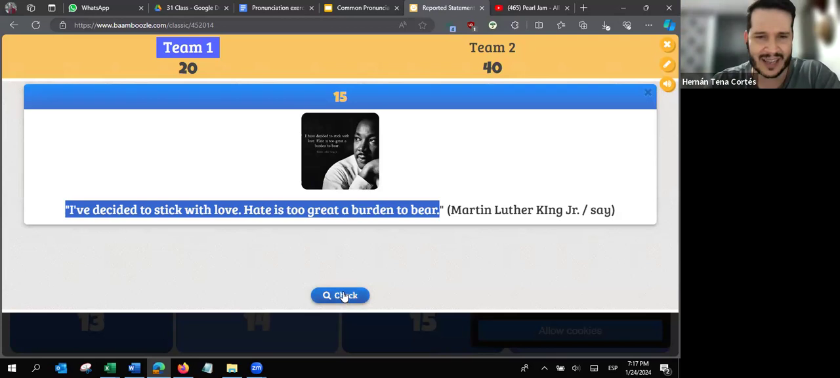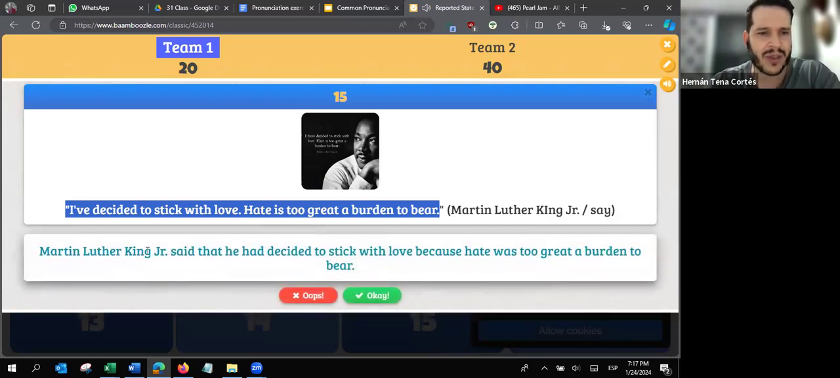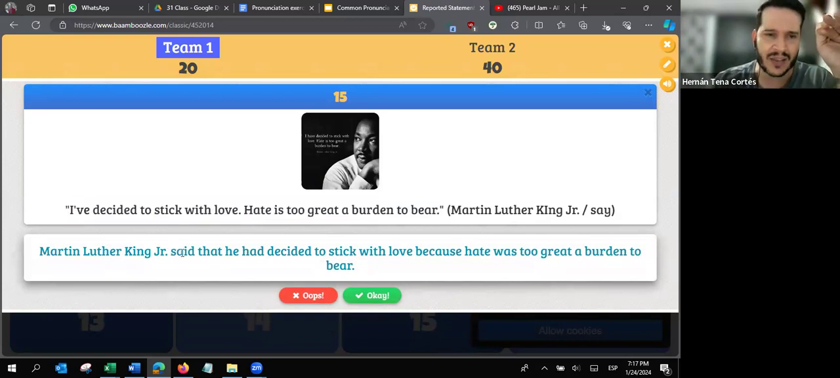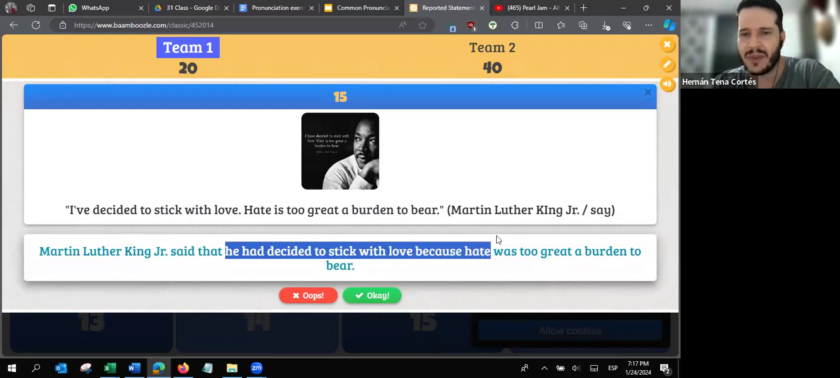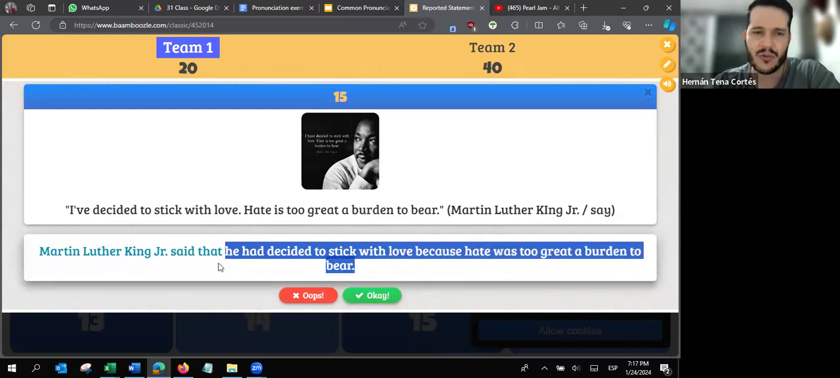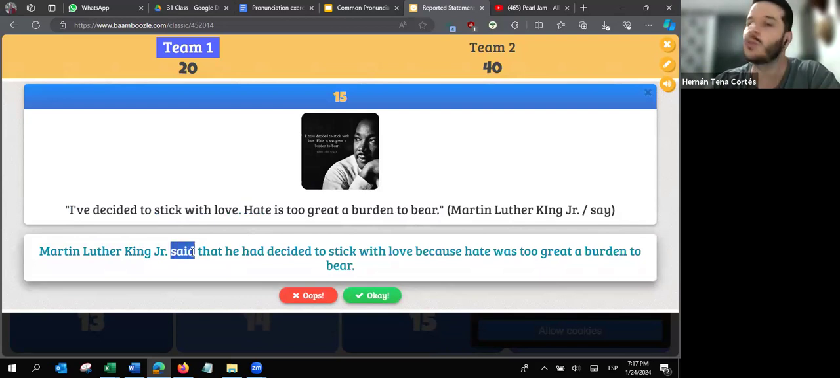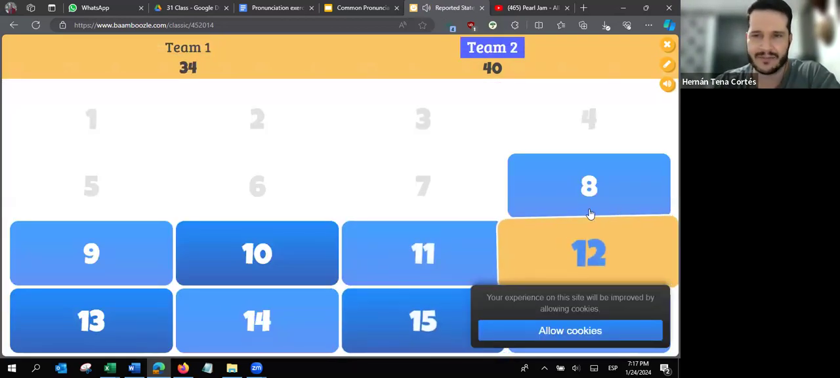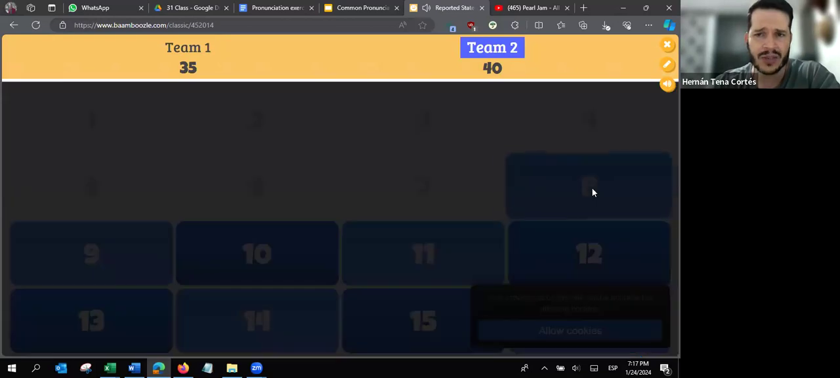But anyway, let's take a look at the answer here. Martin Luther King Jr. told me, or said to me, is also correct. I like how you remember, Gabriel, that you remember that said, we have to put the to me, that he decided to stick with love because hate was too great a burden to bear. Good job. You remember to use said to me. All right. Let's go with the next one here.